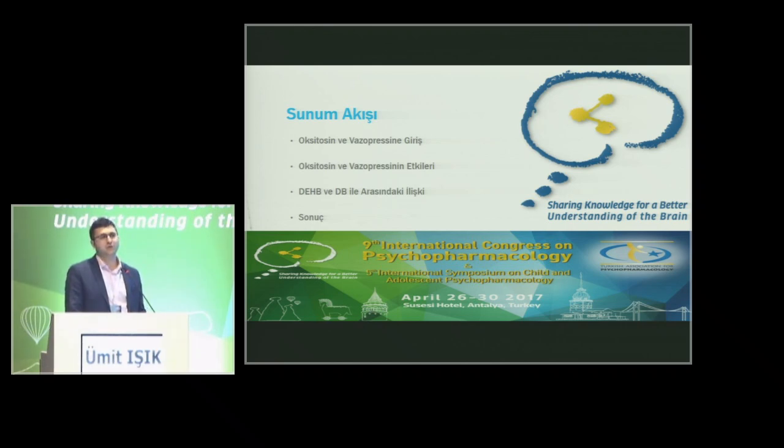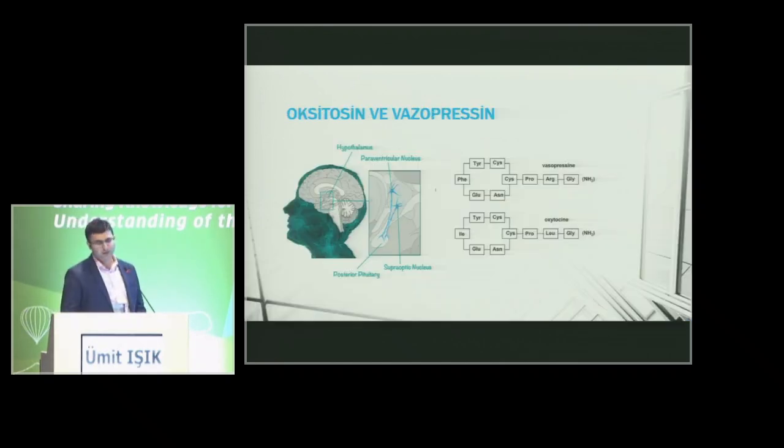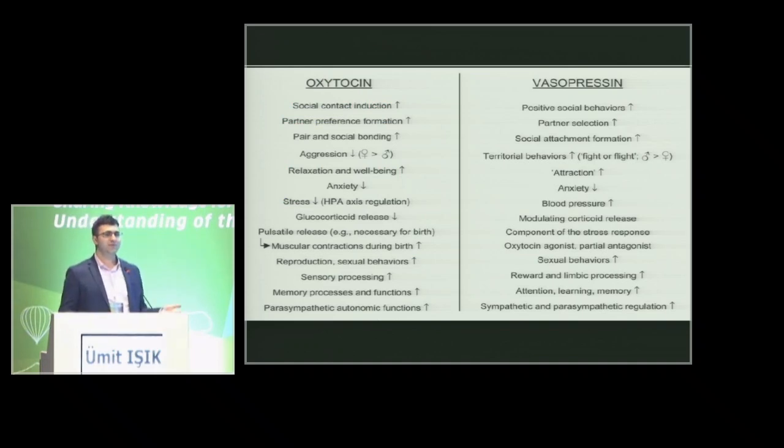Oxytocin and vasopressin: what are the effects of these two elements in ADHD and conduct disorder? Oxytocin and vasopressin are synthesized in the hypothalamus, and they show their peripheral effects through this pathway. They have 9 amino acids, and only 2 amino acids of these 2 hormones are different. They have different peripheral effects.